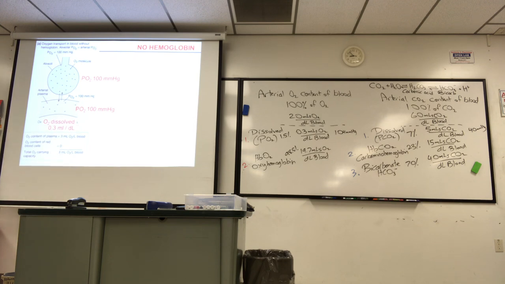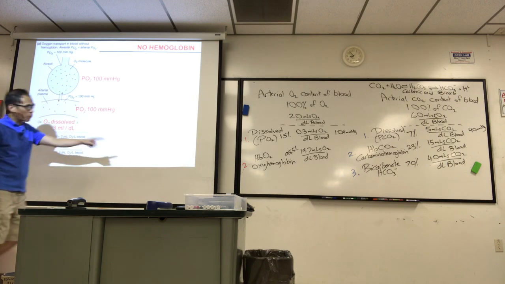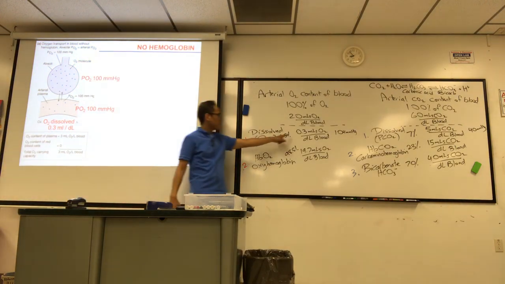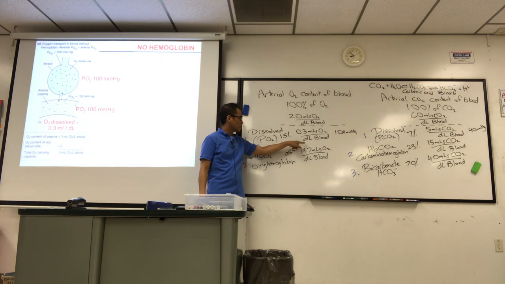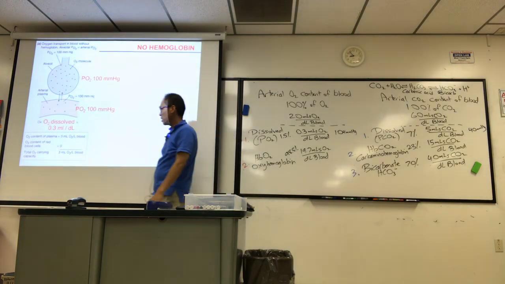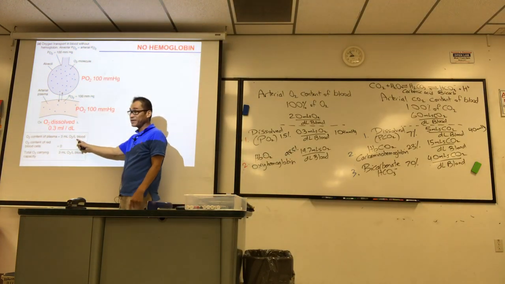All right. I like this figure. It kind of shows the importance of hemoglobin. Pretend you have blood without hemoglobin. The only way to get it in there is just to bubble it in. So if you equilibrate PO2, that's only like 3. I said 0.3, but because I put deciliters and they put liters, it's off by a factor of 10, that's why.